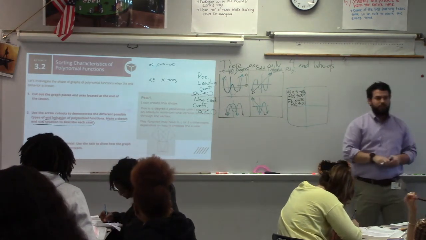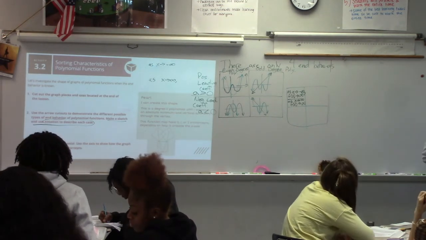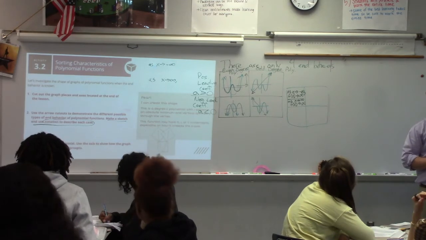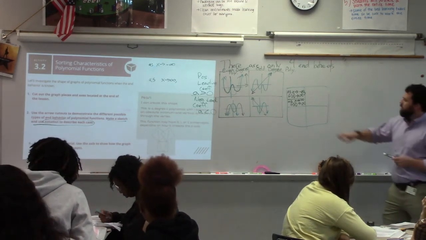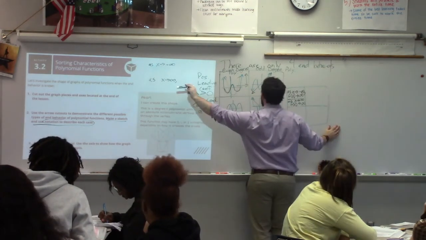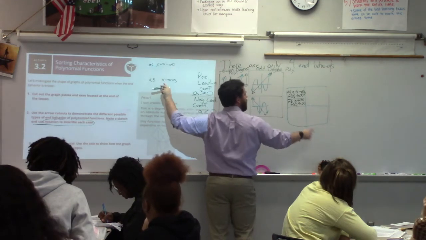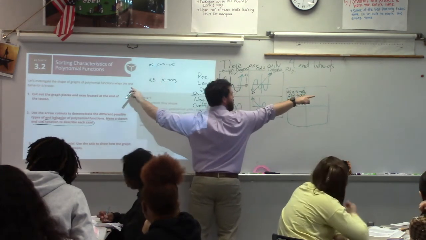What are your questions before I have you do the rest of these? What makes those two different? What makes what two different? What makes the first? I got you. Notice this is as x goes to negative infinity, so as it goes to the left. That's the left-hand end behavior. This is as x goes to positive infinity, so as x goes to the right. So it's the two different behaviors.